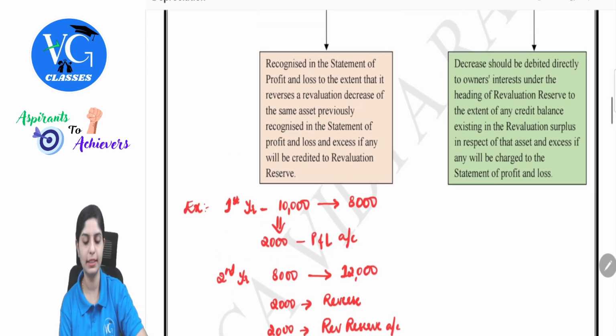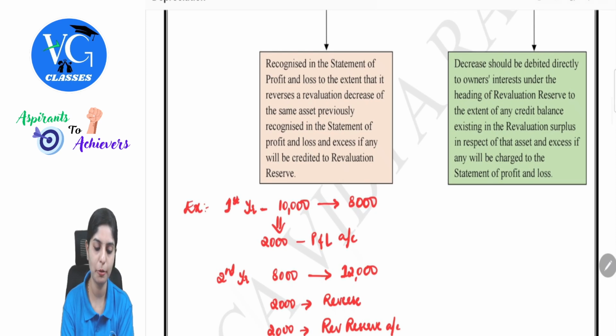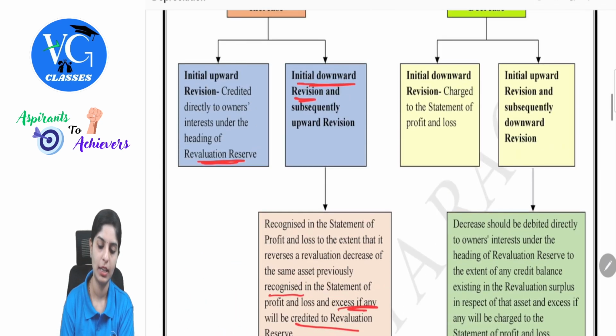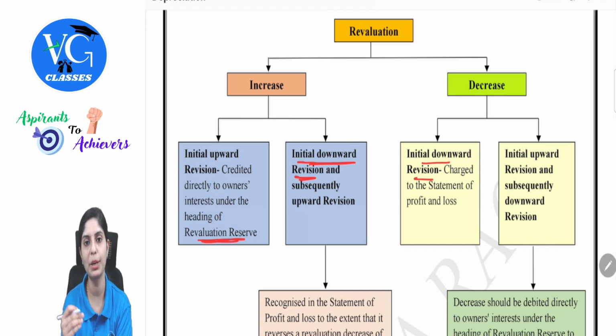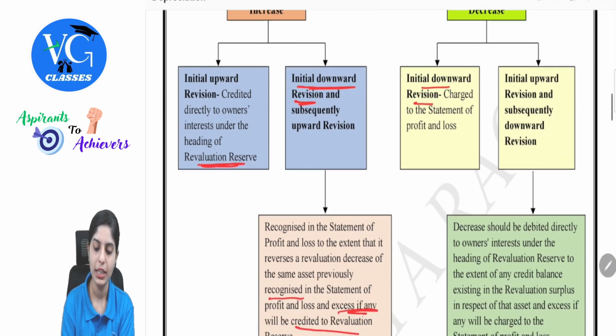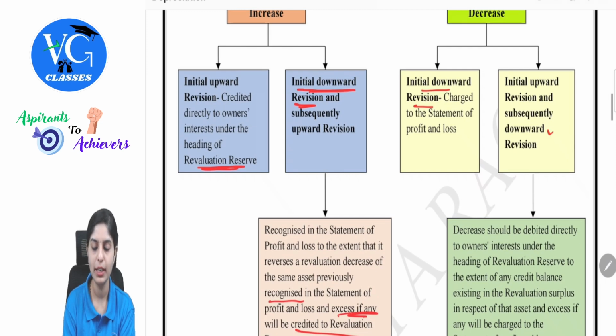See, that is what is written here. Recognized in the statement of profit and loss to the extent it reverses a revaluation decrease of the same asset previously recognized in the statement of P&L, and the excess, if any, will be credited to the revaluation reserve account. Next, if there is a decrease in the value of the asset, an initial downward revision, we will take it to the statement of P&L. Now the initial upward revision and subsequently downward revision.